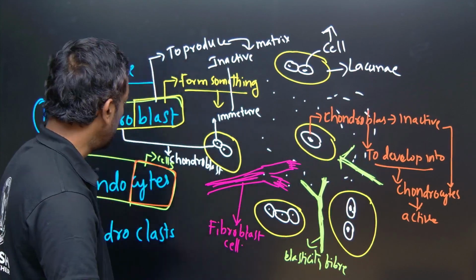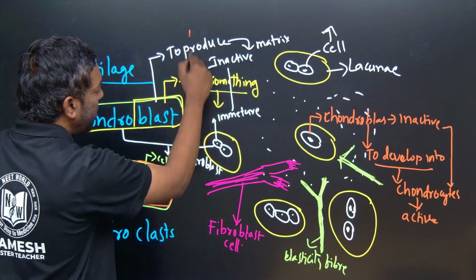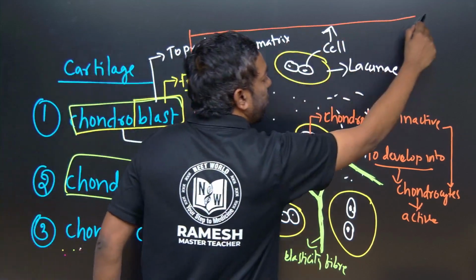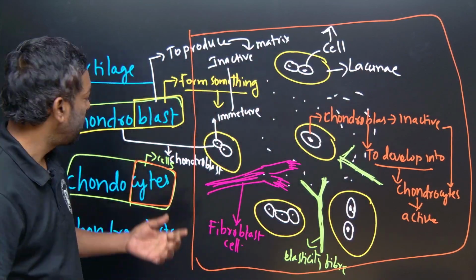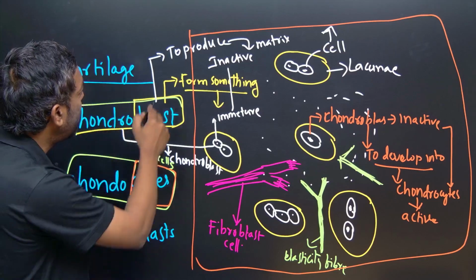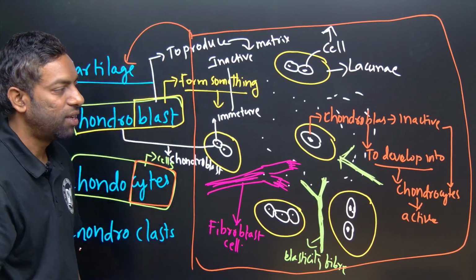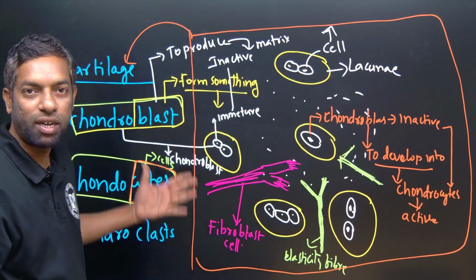Okay, this is a particular tissue, and altogether we can call it cartilage tissue. All these characters come under cartilage.